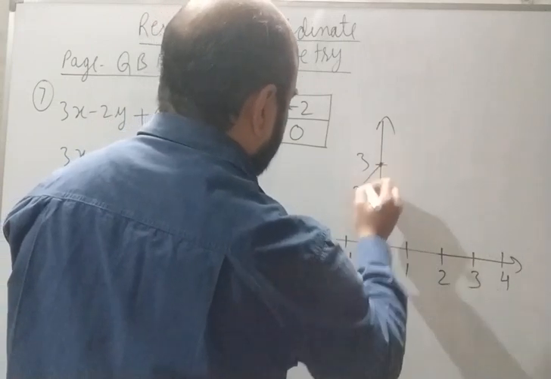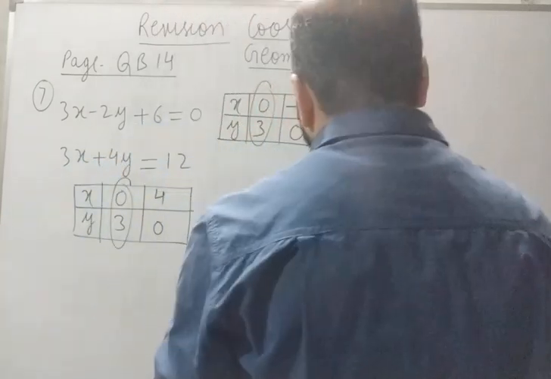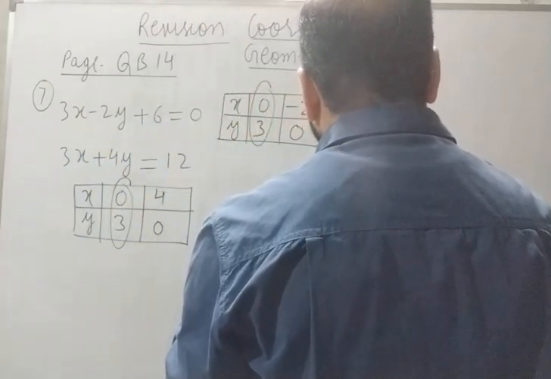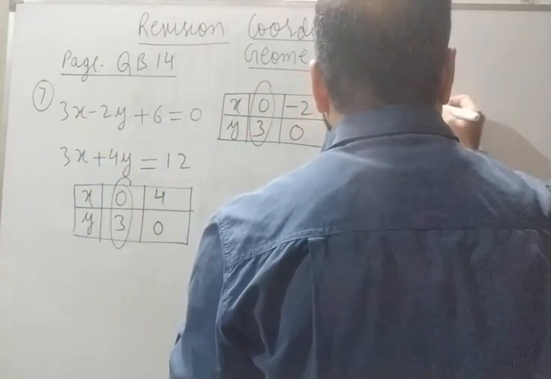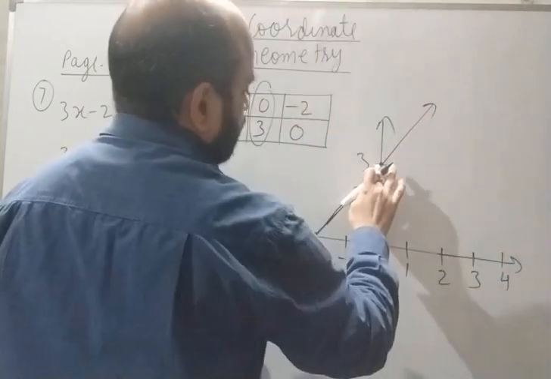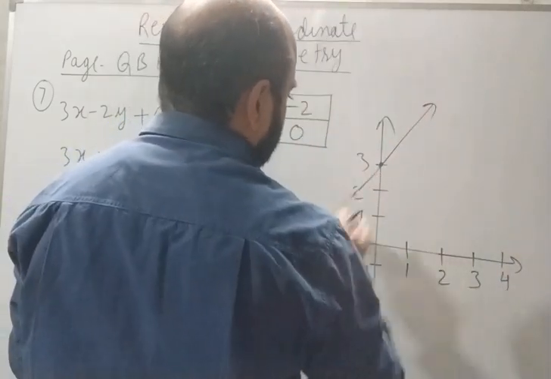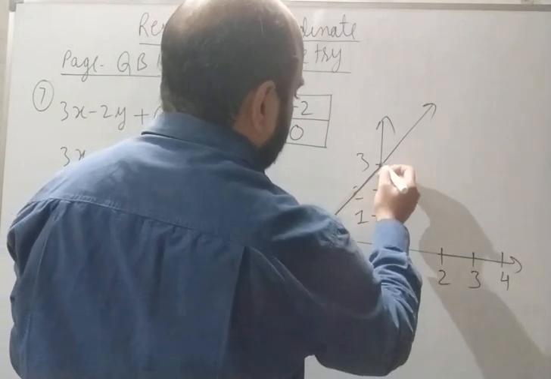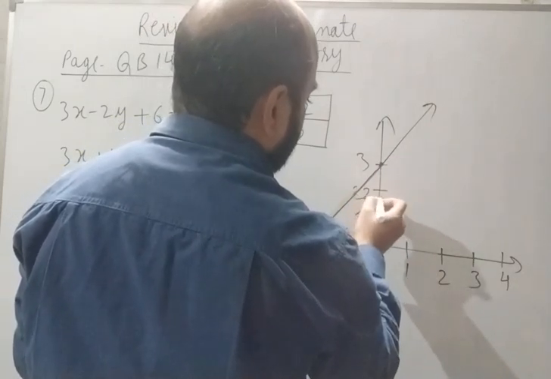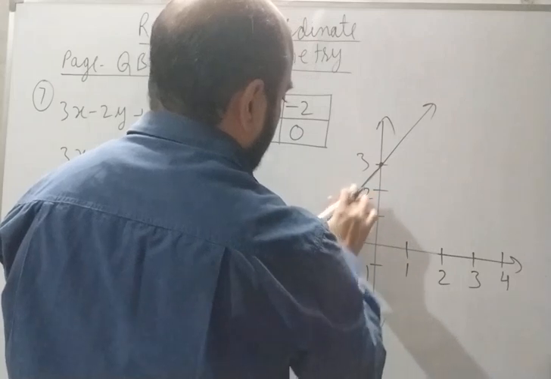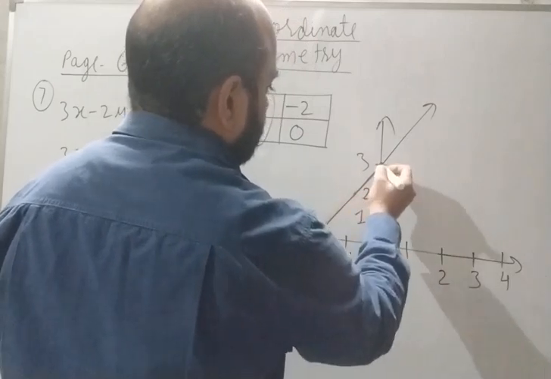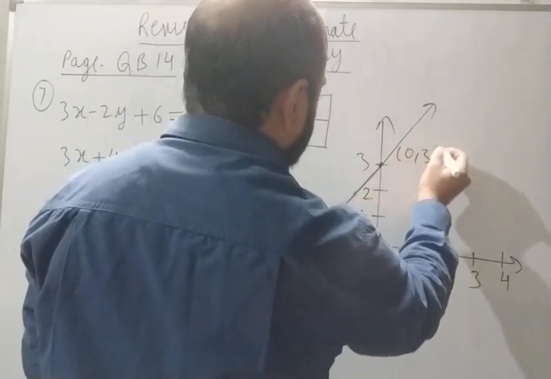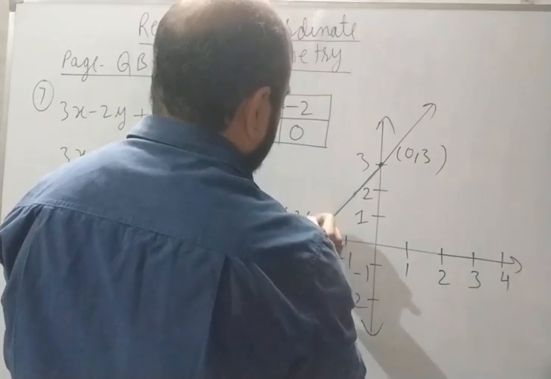So join these 2 points. So this is the graph of the first equation. Correct? So that will give the graph of the first equation. These 2 points. This is point 2. Okay? This is 0, 3 and this is minus 2, 0.